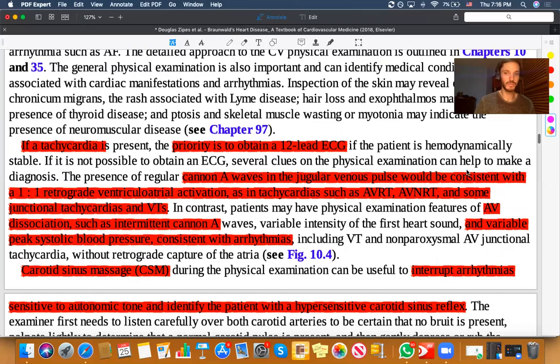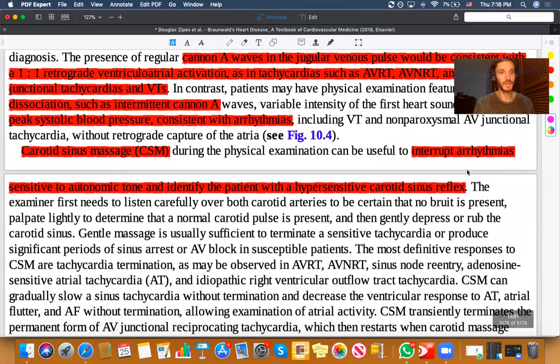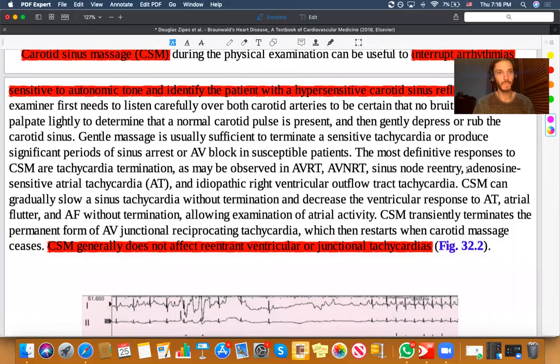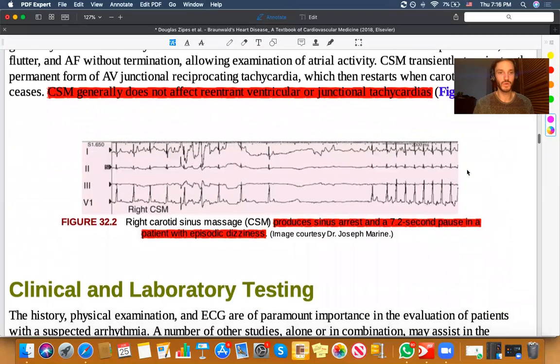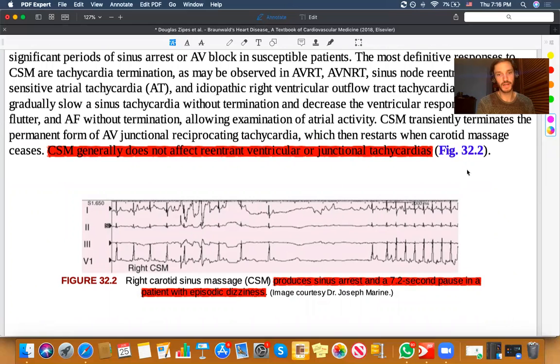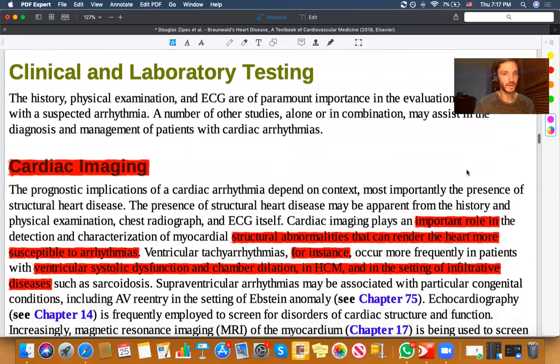Then we have the carotid sinus massage. This is important. It could interrupt certain arrhythmias, which are sensitive to autonomic tone, and identify the patients with a hypersensitive carotid sinus reflex. Carotid sinus massage generally does not affect reentrant ventricular or junctional tachycardia. So in this figure, what we are seeing is the right carotid sinus massage. Remember, before doing this procedure, you have to first auscultate, then press gently, and third, do the massage. And you should always do this while monitoring the patient. I know that generally we can do this without monitoring closely the patient, but look at this case. It produced a sinus arrest and a 7.2 second pause in a patient with episodic dizziness. So watch out.